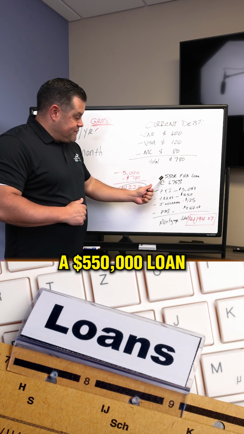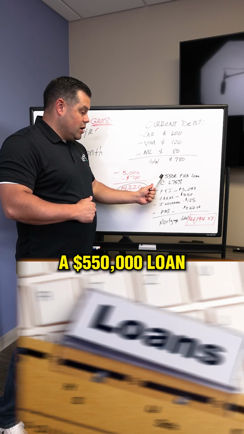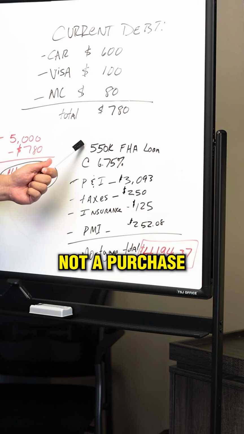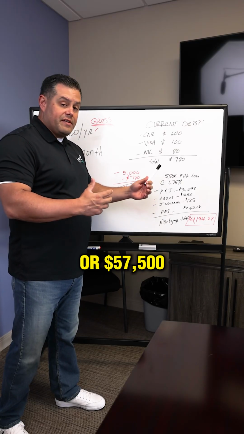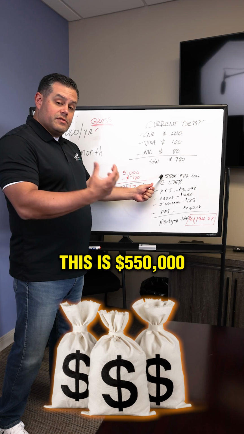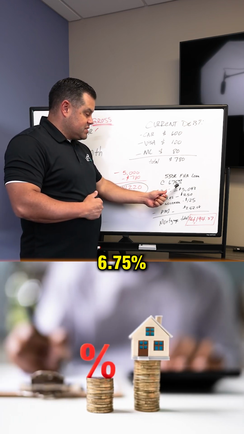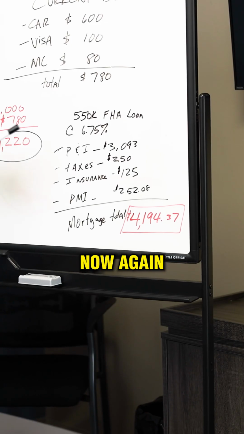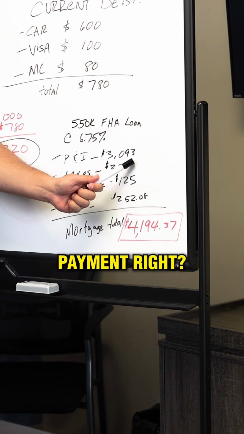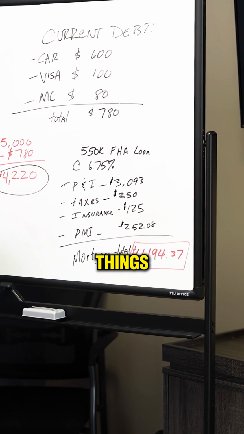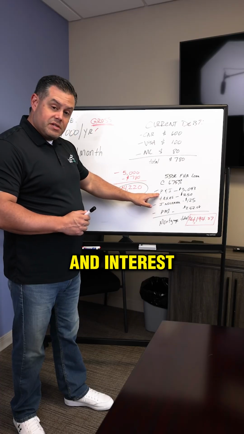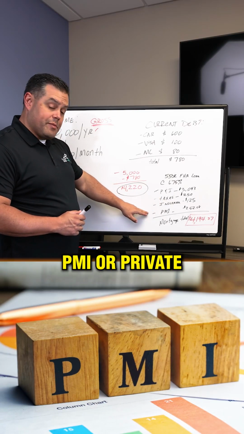So I threw in a $550,000 loan doing FHA, okay? Not a purchase price, right? This is a loan. So let's say you're buying it for $600, you're putting 50 grand down, or 575. This is $550,000 you're borrowing at, let's say, a 6.75 interest rate hypothetically. Now, again, it's not just your mortgage payment, right? There are 5 aspects like I've talked about in my previous videos. There are 5 different things that go into a mortgage payment. Your principal and interest, county taxes, home insurance, PMI or private mortgage insurance.